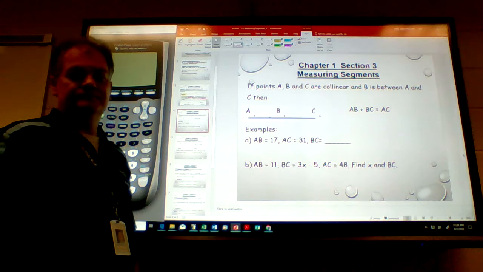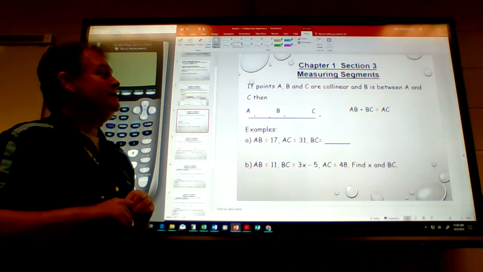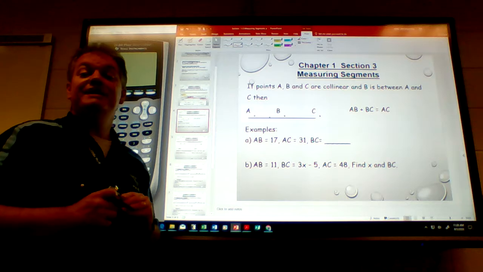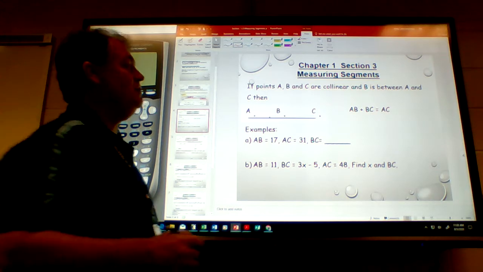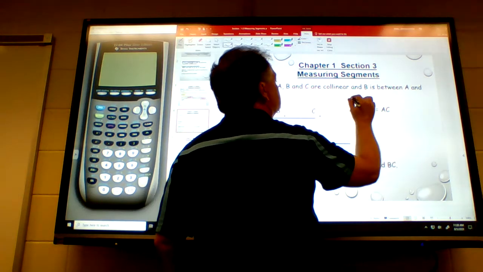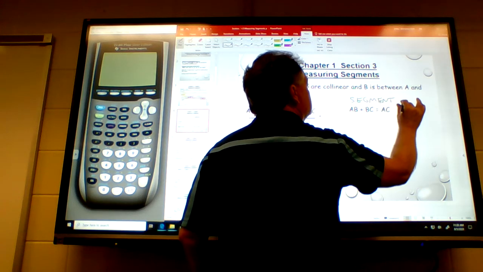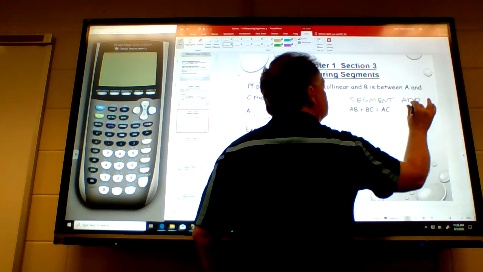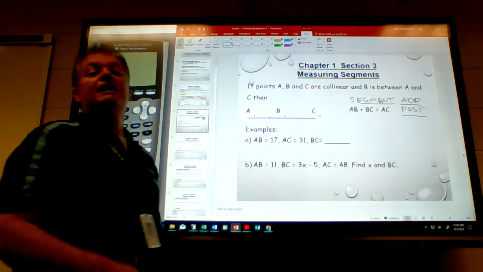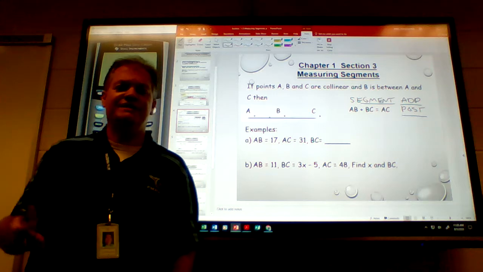All right. If points A, B, and C are collinear, that means, if you recall from lesson 1-1, that they lie in the same line, and B is between A and C, then that means the following. All right. That's an example of the segment addition postulate. I'll talk more about that in the semester. This is just to get you into that.